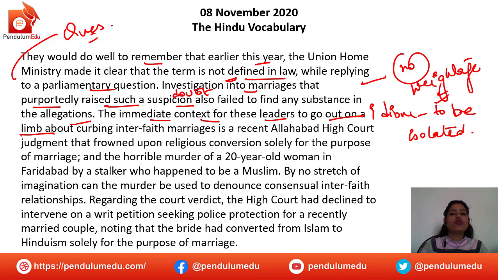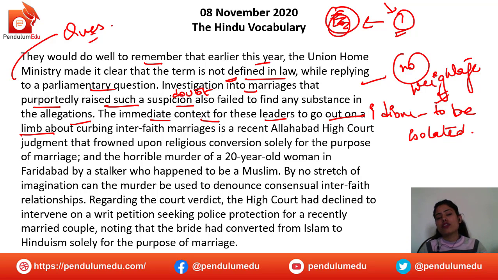Like there is a group, if I quote here, there's a group, there are 20 people in this group, and you don't wish to be a part of it, you're standing all by yourself, alone. So you decided to be out on a limb. Okay, you decided to stay alone, you decided to be isolated. So for these reasons, these leaders went out on a limb, they isolated themselves about curbing interfaith marriages.